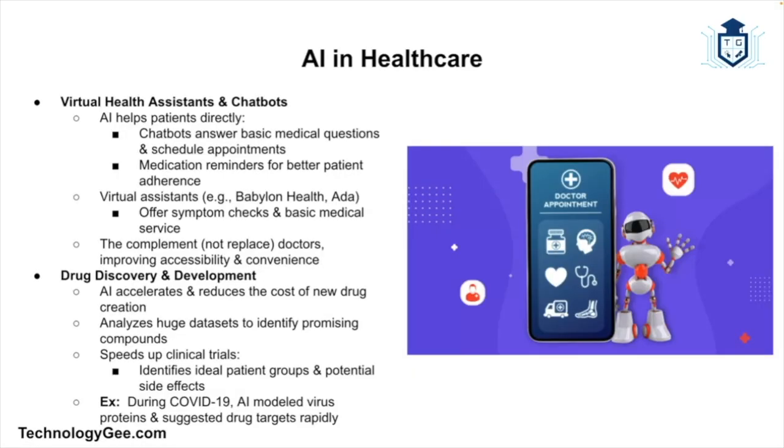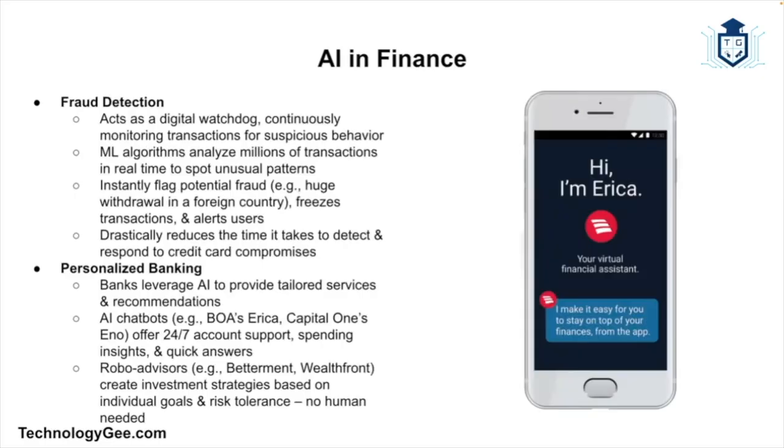And then there's drug discovery and development. So finding new medicines is expensive and time consuming, and AI is flipping the script. AI can analyze massive data sets to predict which compounds might work against certain diseases, and it's also speeding up clinical trials by identifying suitable patient groups and potential side effects. And during the COVID-19 pandemic, AI helped researchers quickly model virus proteins and identify potential drug targets, and that was considered game changing.